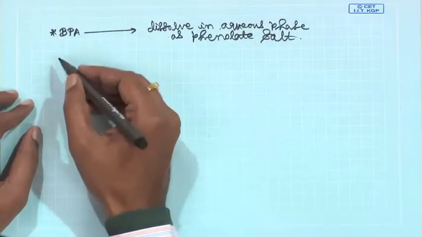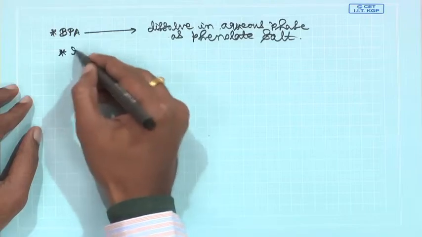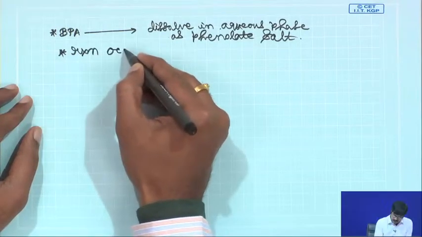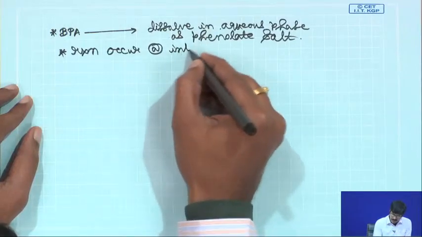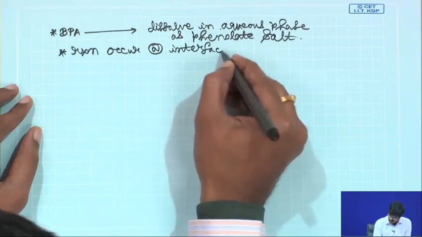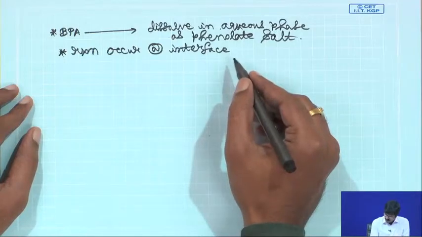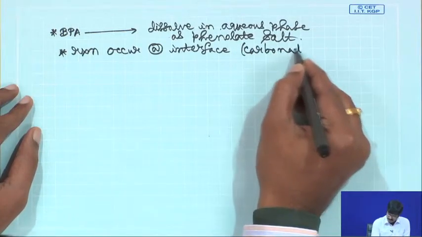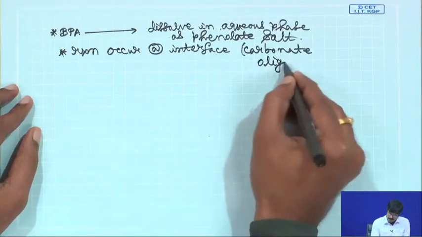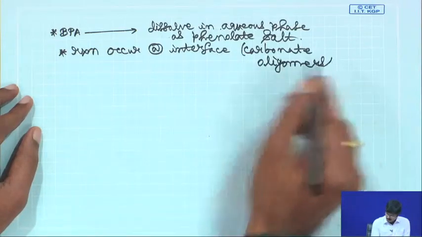Now, the reaction will occur at the interface, as the name suggests, interfacial polymerization, at the interface of the two solvents, and it will produce carbonate oligomers.